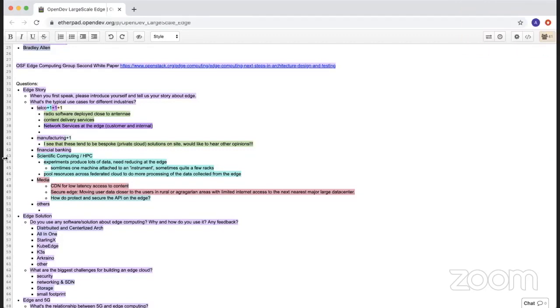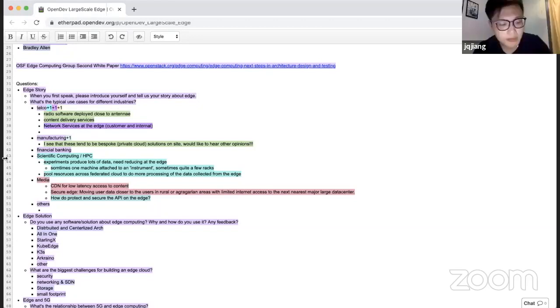How many sites are in the trial that are ongoing with the Starlink X solution? The first test involved 2 small data centers, and we have 6 servers in the environment, and we deploy one Starlink X and 2 servers for central cloud and 4 servers for edge cloud.